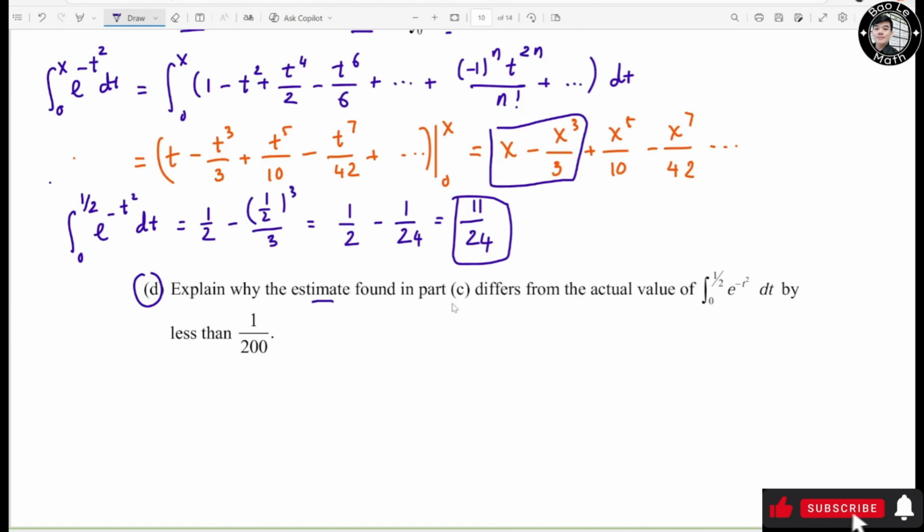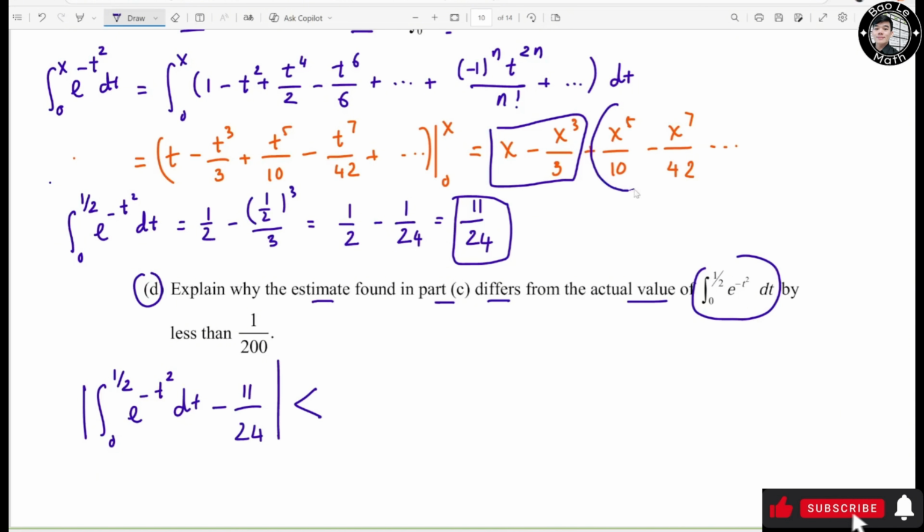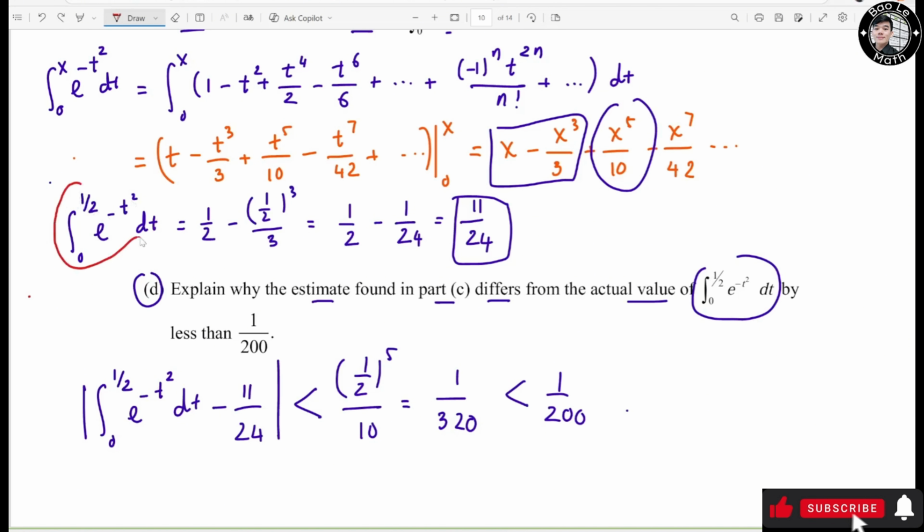Now let's move on to question D. Explain why the estimate found in part C differs from the actual value of this guy by less than 1 over 200. So we have the absolute value of the integral from 0 to 1 over 2 of e to the negative t squared dt subtract this guy right here, 11 over 24, which is always less than the third omitted term, which is this guy right here. But x equals 1 over 2, so we have 1 half to the 5th over 10. Now we're going to simplify. It's going to be 1 over 320, and this guy is actually less than 1 over 200, since this guy right here is an alternating series with individual terms that decrease in absolute value to 0.